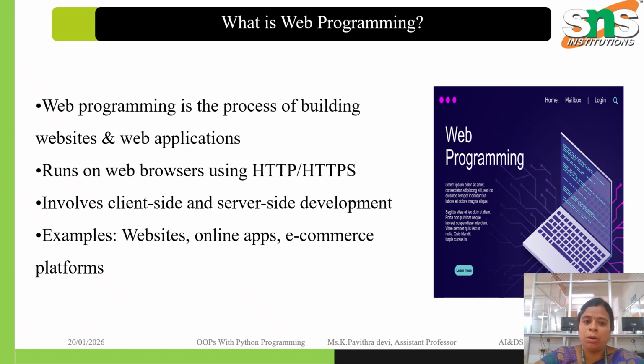Next one, backend development. Backend is the server-side part of the web application that handles the data processing logic and database operations. Technologies used: Python, Java, Node.js, JavaScript, PHP. Example: user login system, database operations, API handling. Third one, full stack development. Full stack development includes both front-end and back-end development.